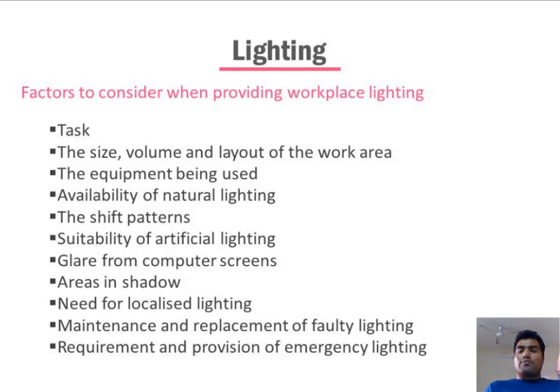Faulty lighting should be replaced as soon as possible. And the requirement and provision of emergency lighting. Emergency lighting is required because suppose the power is cut off, or at the time of an emergency there is no power, then you can't escape from your workplace. So at the time of power failure, emergency lighting is required. It will give you direction in which way you should go to escape from there. So emergency lighting is very much required at the workplace.